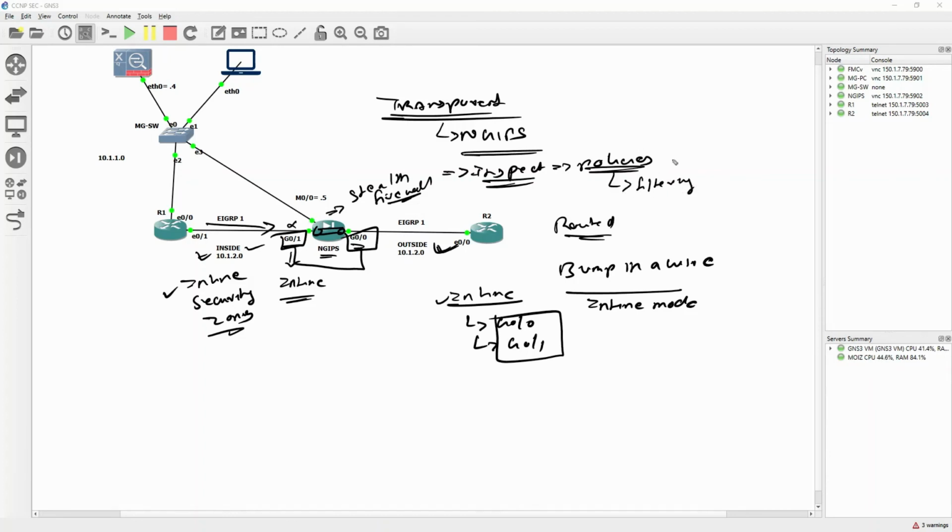By default, if you remember in the FTD, we said that no traffic is allowed by default. So no traffic will be allowed by default. That's why you have to create policies and rules, and allow the traffic over there. So that's the next generation firewall in transparent mode.